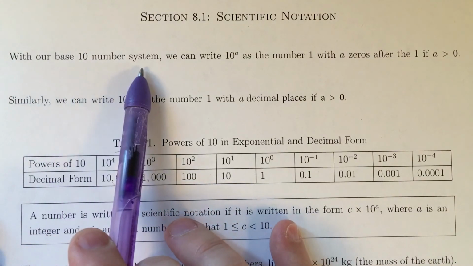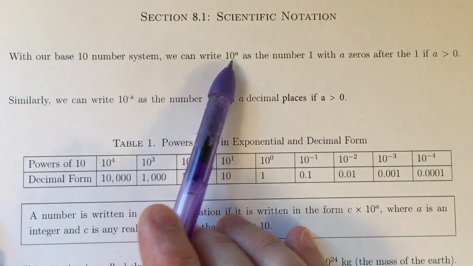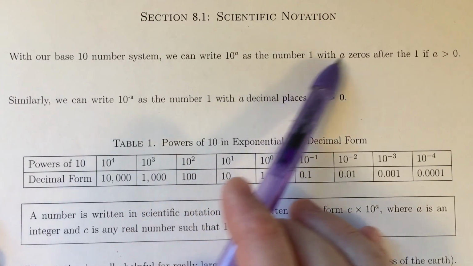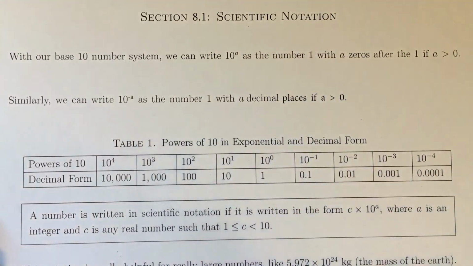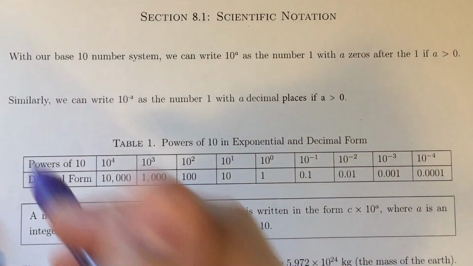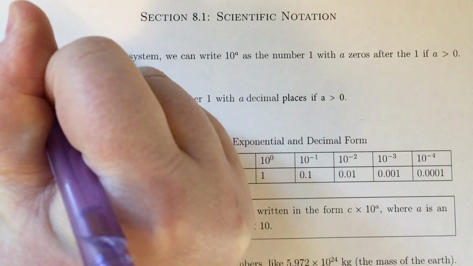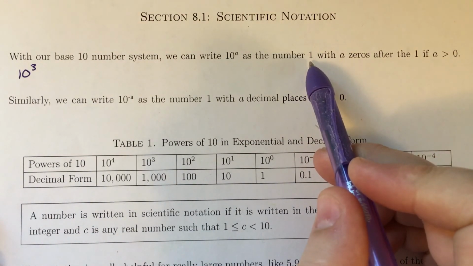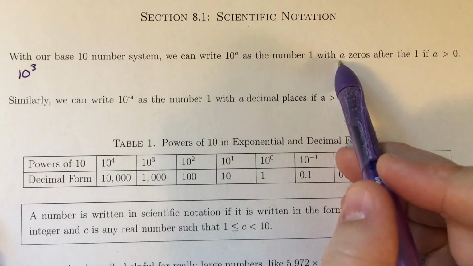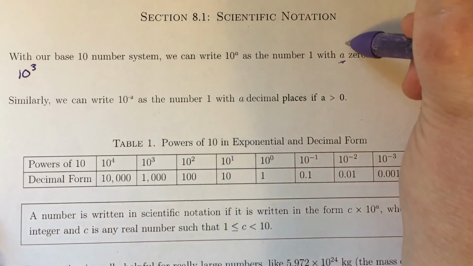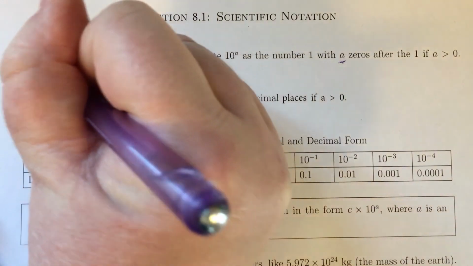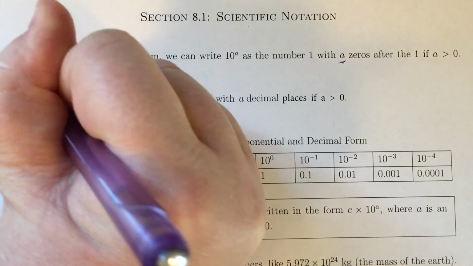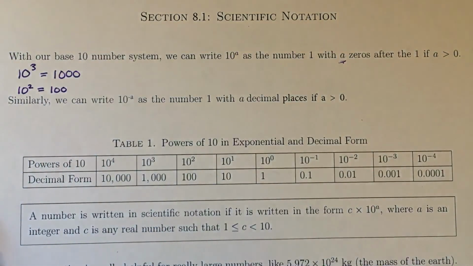With our base 10 number system, 10 to a whole number power is the number 1 with that many zeros after the 1. So let's look at some examples, make sure we understand that. For example, 10 cubed would be a number 1 with 3 zeros because it's whatever the exponent is. And 10 cubed is 1,000. Another one that we probably know is 10 squared would be a 1 with 2 zeros behind it.